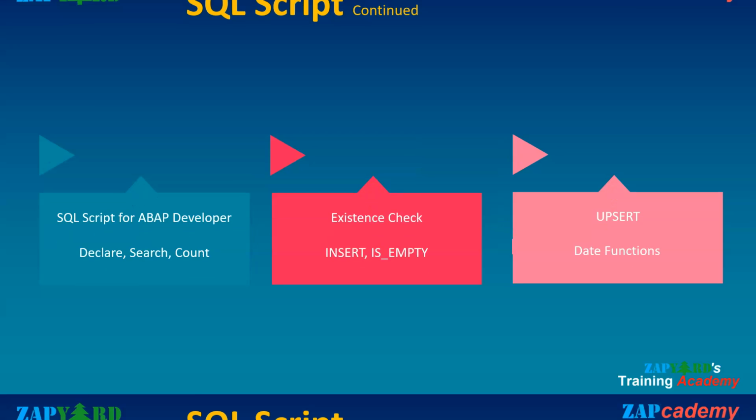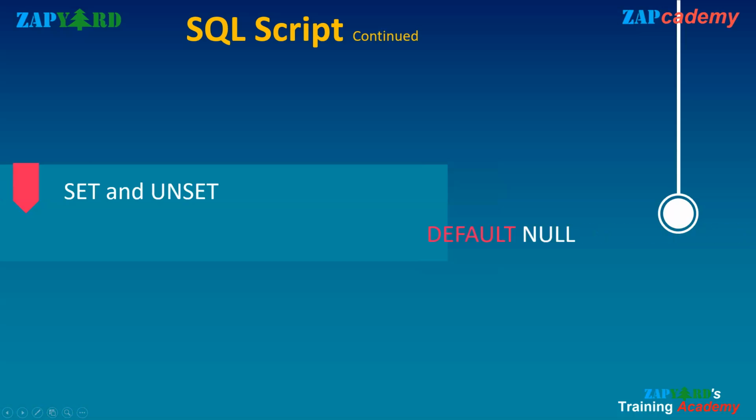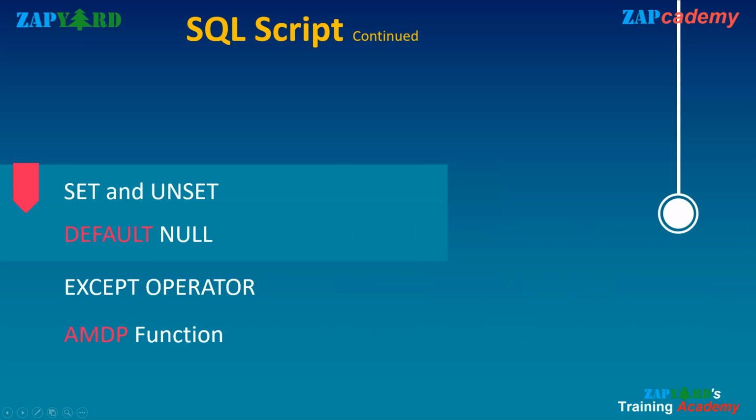We will continue exploring and learning more functions: set, unset, default null, except operator, and the most important function of this course, the AMDP function. We will dive deep into these topics and learn in a way which all participants will be able to apply in their real SAP projects.